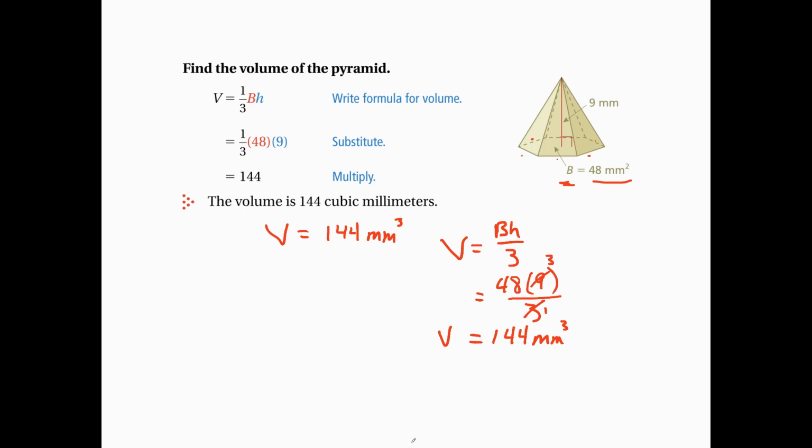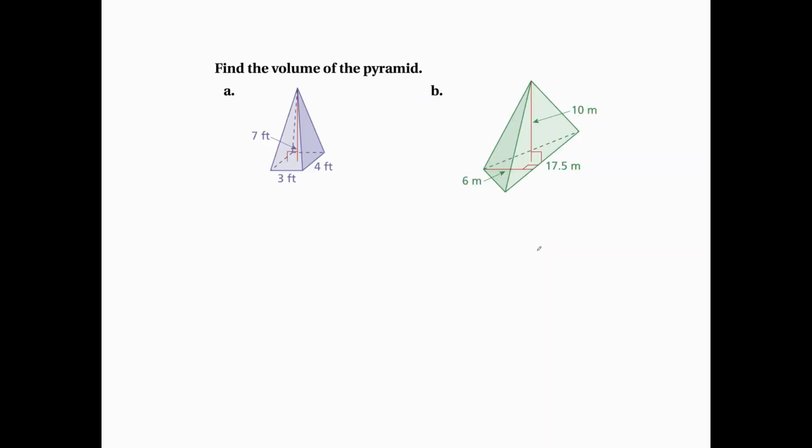So there you can see how the textbook uses 1/3 times the area of the base times the height, and then how I use the formula this way. Both are correct. All right, let's find the volume of these two pyramids. So we write down the formula. We need to find the area of that base, which is 3 times 4, 4 times 3, because it's a rectangle. All right, so there you go. And I do the math, I get 28. So the volume is 28 cubic feet.